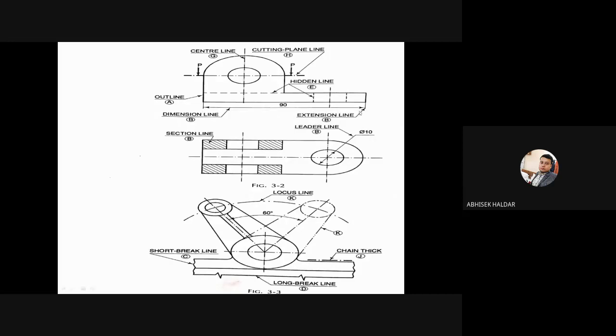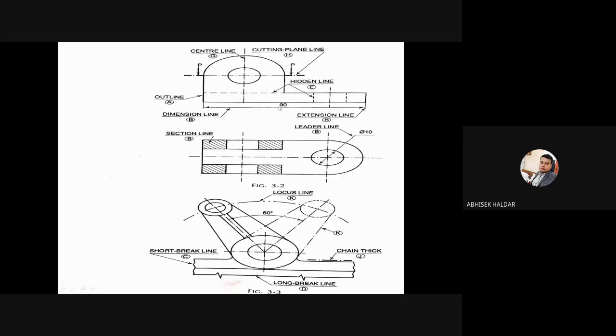In between these two lines, you can see I have drawn a horizontal line like this. This line is known as your dimension line. And at the ends, here and here, you can see two arrowheads. That means from this position to this position, I want to give the dimension.